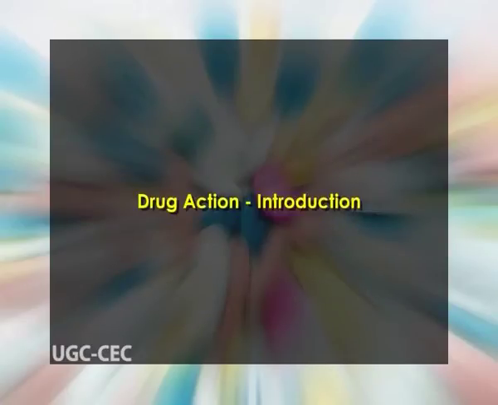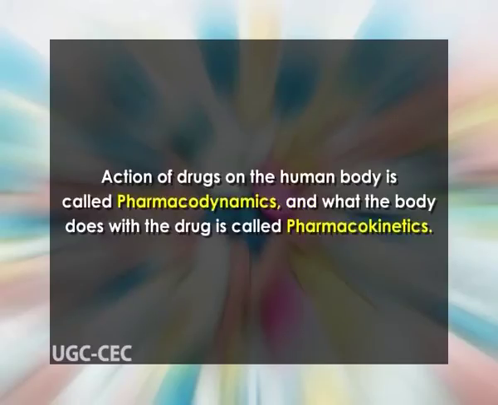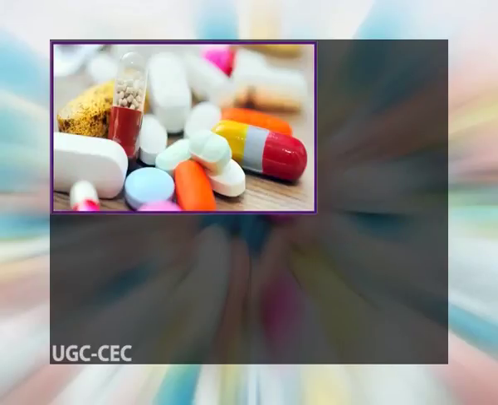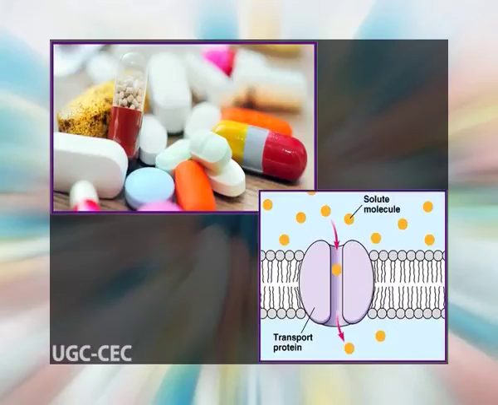Now, we will start with the introduction about drug action. The action of drugs on the human body is called pharmacodynamics, and what the body does with the drug is called pharmacokinetics. The drugs that enter the human body tend to stimulate certain receptors, ion channels, act on enzymes or transporter proteins. As a result, they cause the human body to react in a specific way.